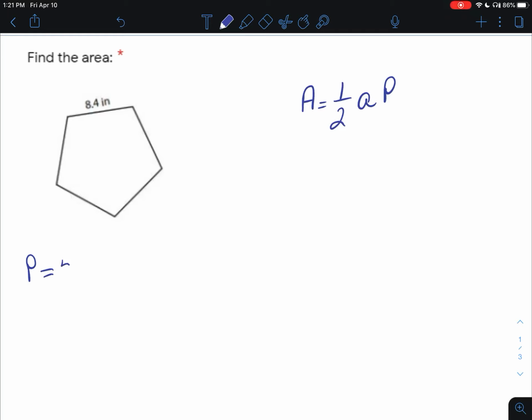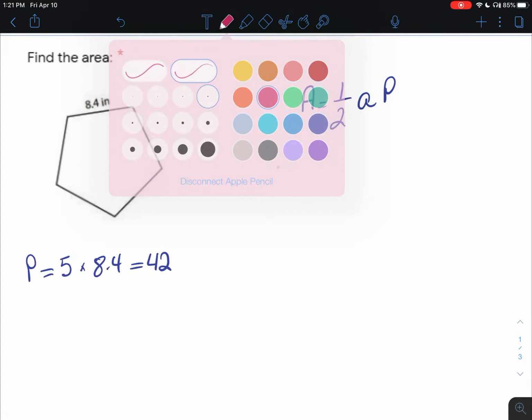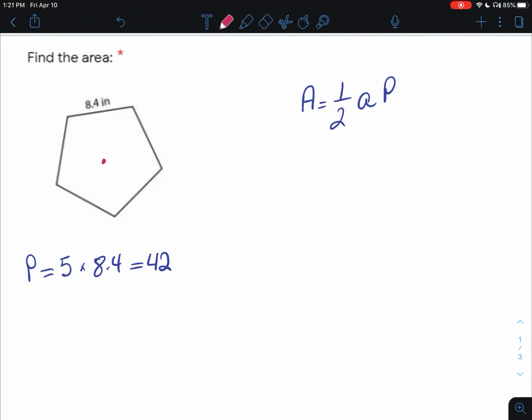So we could just do that by 5 times 8.4, which would give us 42. We're just going to hold that off to the side for a moment. Now, to find the apothem, we need to find our center and recall that we have triangles that are formed from this center. To find the angle of these centers, we just take 360 degrees divided by the number of sides, and in this case that's of course 5.